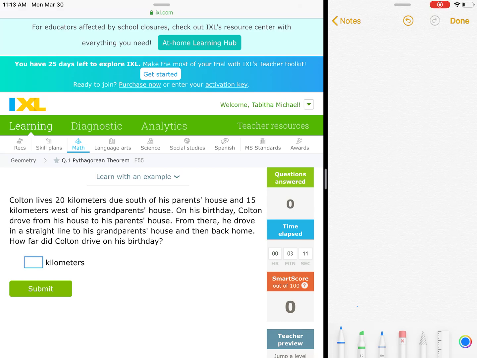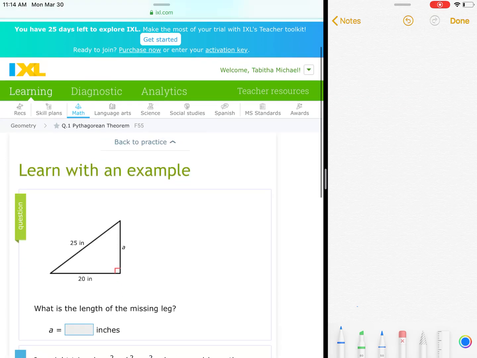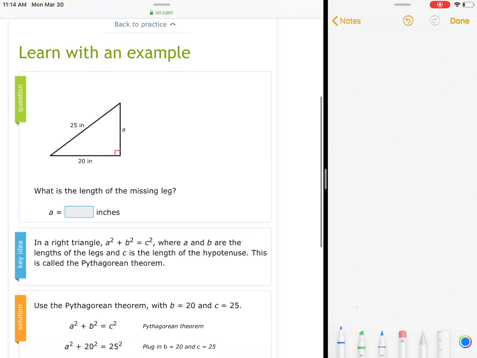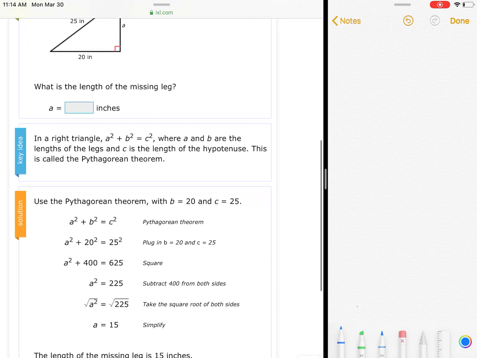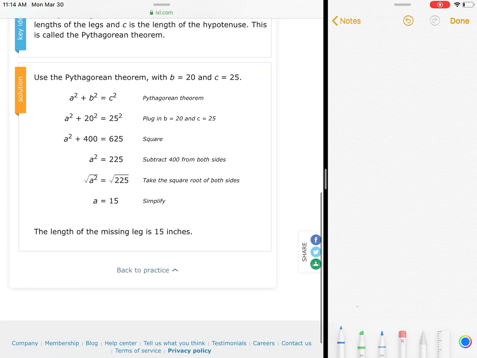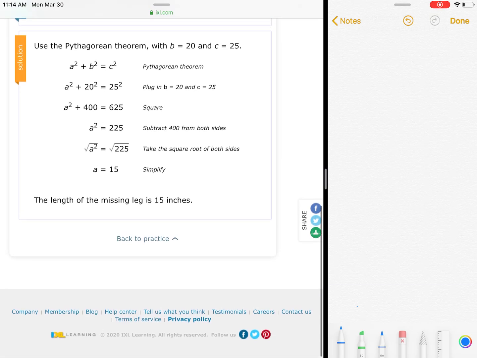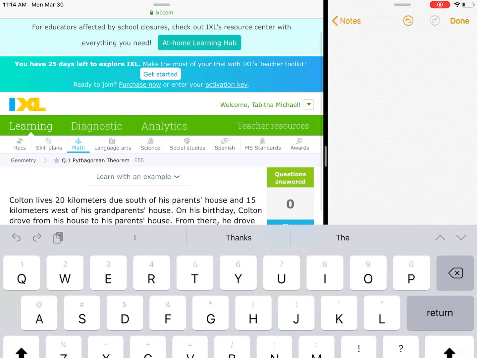The first thing that I want to point out is that in IXL there is a "learn with an example" option, and it's located directly above the word problem on the first one, right before you start on the modules, okay? So it says learn with an example. If I click on that, it goes through a sample question and step by step how to work that question. So that is something that is there for you.